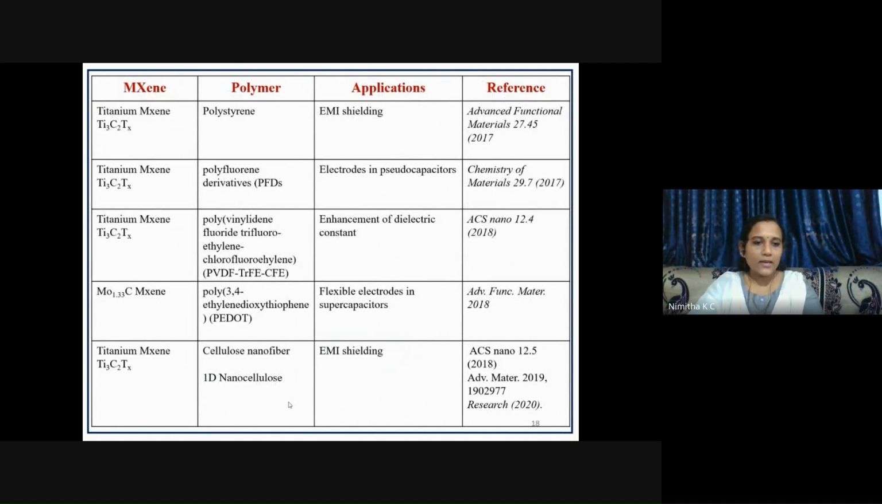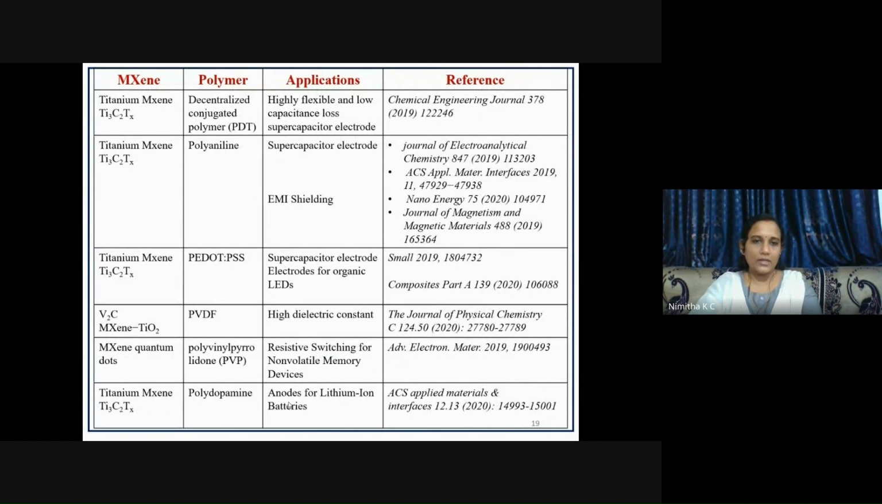And as we can see, one of the other kinds of MXene, that is molybdenum-based MXene, when it is incorporated with PEDOT, finds applications in flexible electrodes in supercapacitors. Cellulose is another kind of polymer that is used for various kinds of energy applications. Then titanium-based MXenes can be incorporated into PANI, that is polyaniline, PEDOT, PVDF. Polyvinyl pyrrolidone is incorporated into MXene quantum dots to give applications in resistive switching for non-volatile memory devices. Titanium-based MXene with polydopamine can produce anodes for lithium-ion batteries, etc.